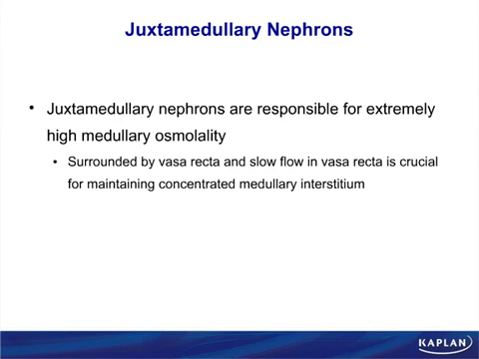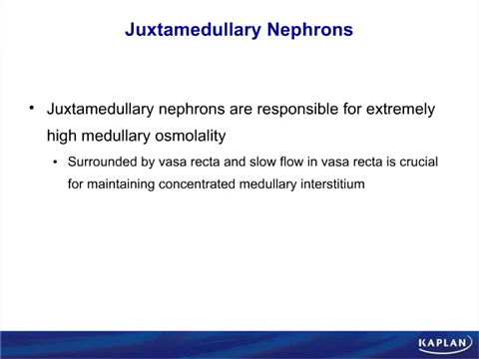Now, the juxtamedullary nephrons are responsible for creating extremely high medullary osmolarity. This occurs because the surrounding vasorecta has very slow blood flow. This is crucial in maintaining a concentrated medullary interstitium, meaning that as blood flows through the vasorecta, because it's slow, a lot of the electrolytes and the urea that's being reabsorbed from the nephron sits in the medullary interstitium and is not washed away by the blood flow. And that's an important point.